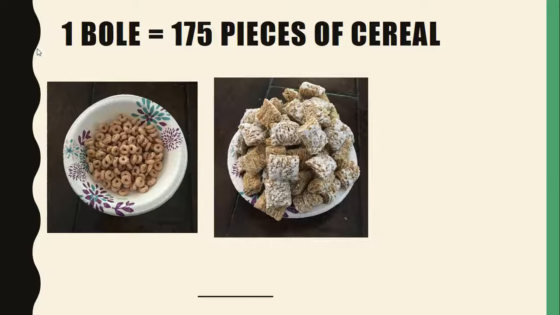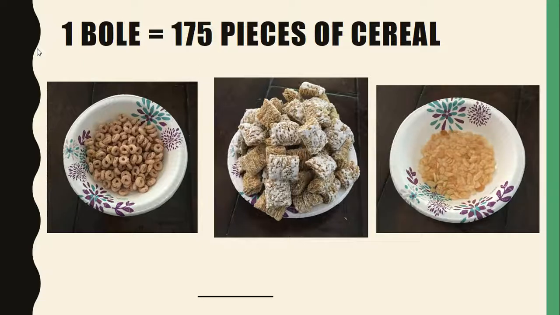Also, if we add a bowl of Rice Krispies, right there, 175 pieces of Rice Krispies, that would also be different than the Cheerios and the frosted mini wheats. So all of these I defined as a bowl, and what they all have in common is they all have 175 pieces. But as you can see, they take up different space and they would have different masses. And that's similar to what the chemists have come up with, the concept of the mole.